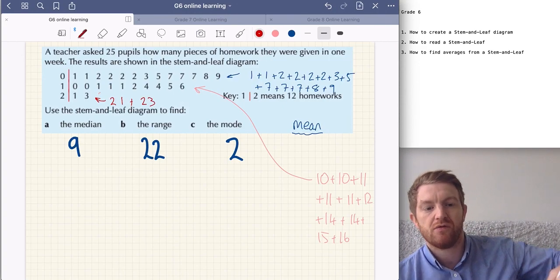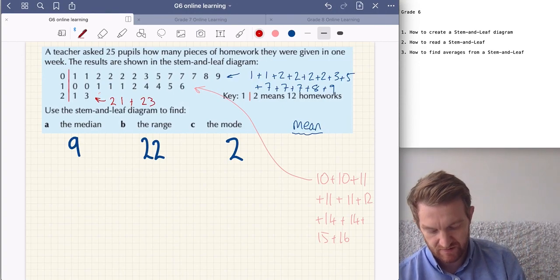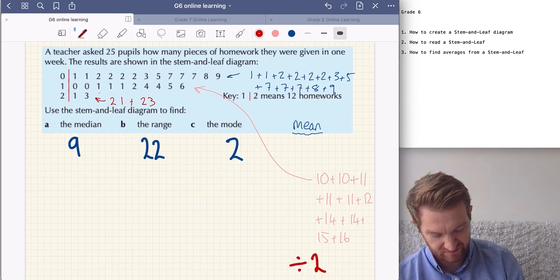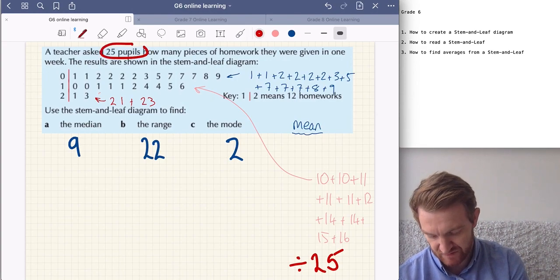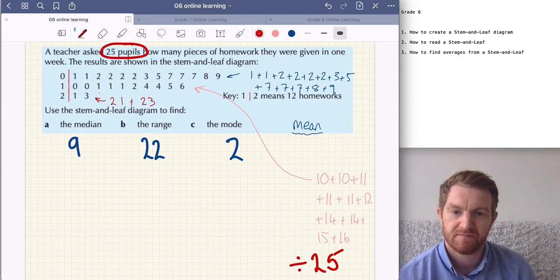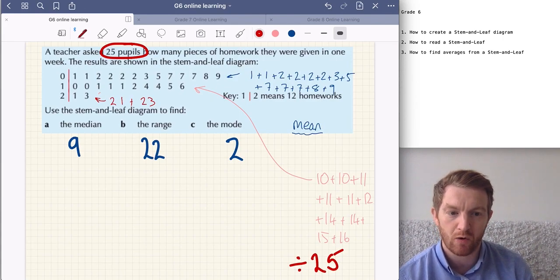And if we add all of those together, we would then divide by how many there are, which is 25, because there are 25 numbers altogether. And that's how we can find the mean. So it's quite a long one. You definitely want to use your calculator.